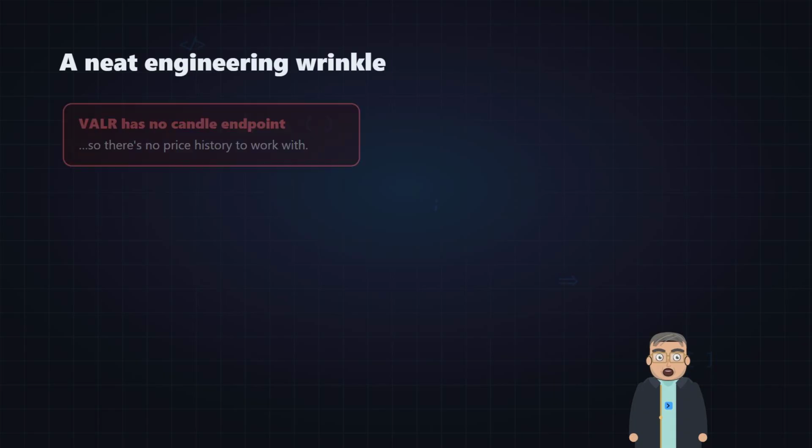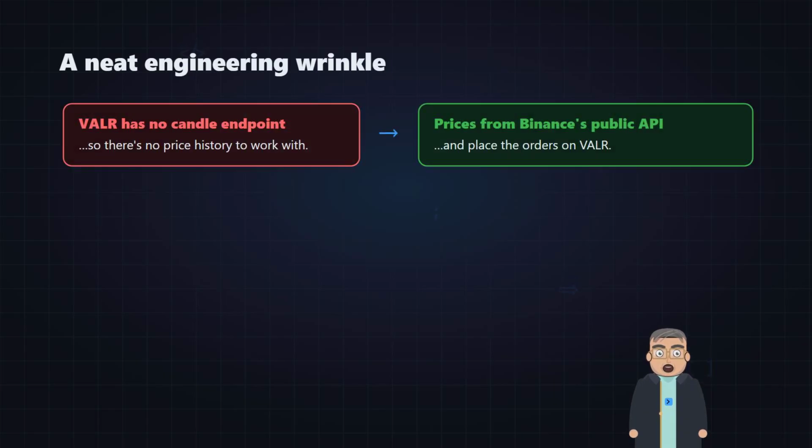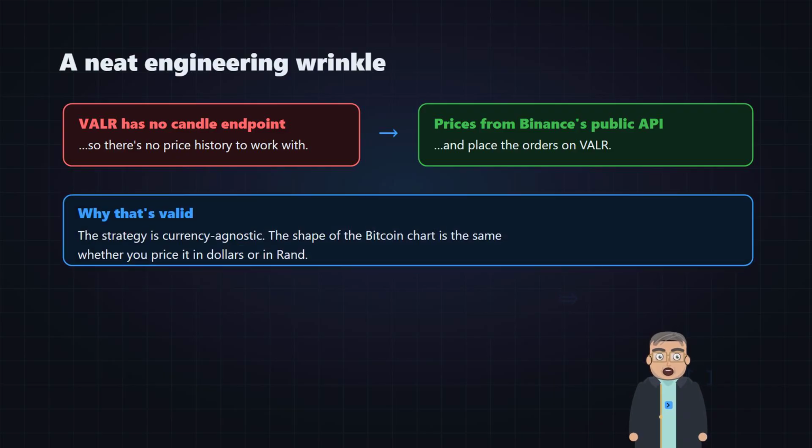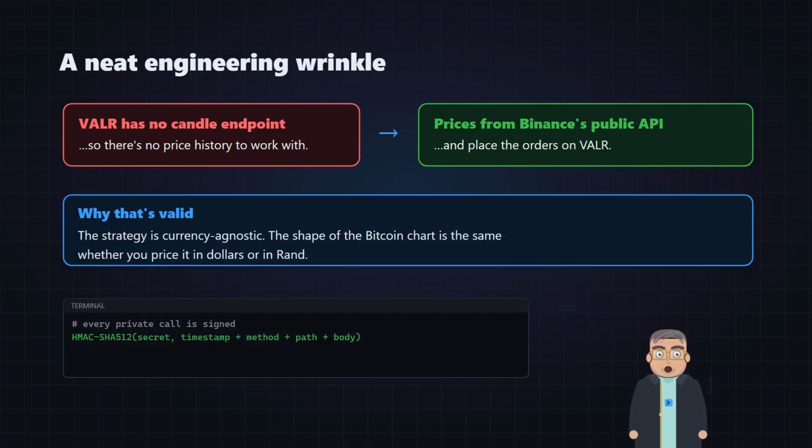There is a nice engineering wrinkle here too. VALR does not expose a candle endpoint, so there is no price history to work with. The fix is that the bot pulls its price history from Binance's public API instead and trades on VALR. And that works because the strategy is currency agnostic. The shape of the Bitcoin chart is the shape of the Bitcoin chart, whether you are pricing it in dollars or in Rand. Authentication on every private call is an HMAC SHA-512 signature.